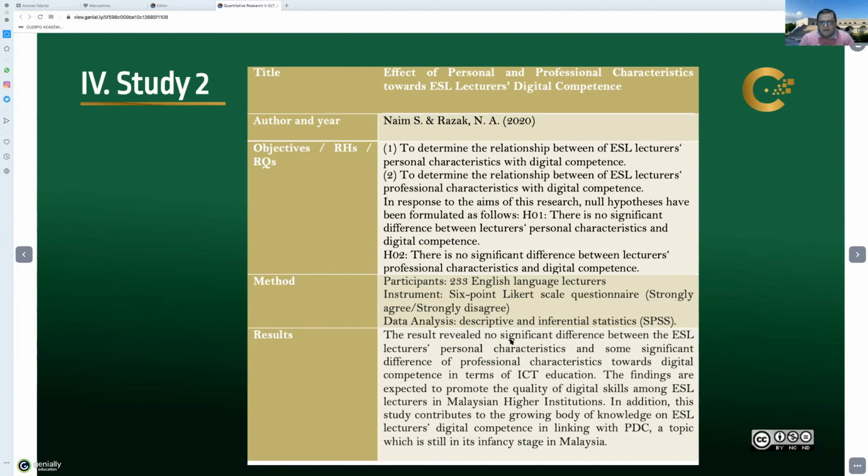So in the personal characteristics, there were no differences among the lecturers, but they did find differences in terms of digital competence. And this is a good finding, it makes sense. The more digital competence the lecturer develops, the better the presentations, better conferences. I mean, the digital tools used can enhance presentations. And this is a good study, also available on the web, open access.